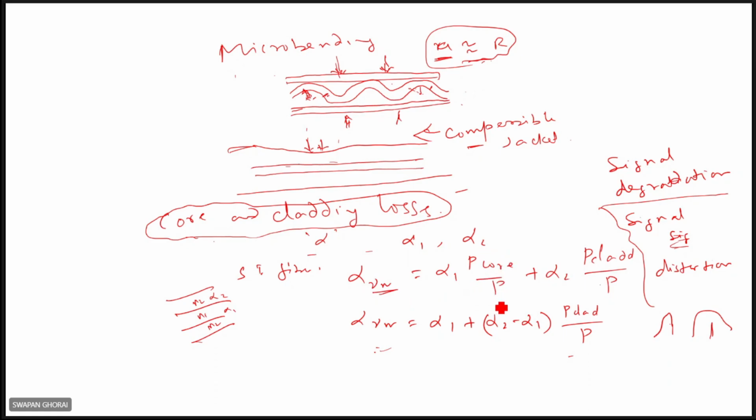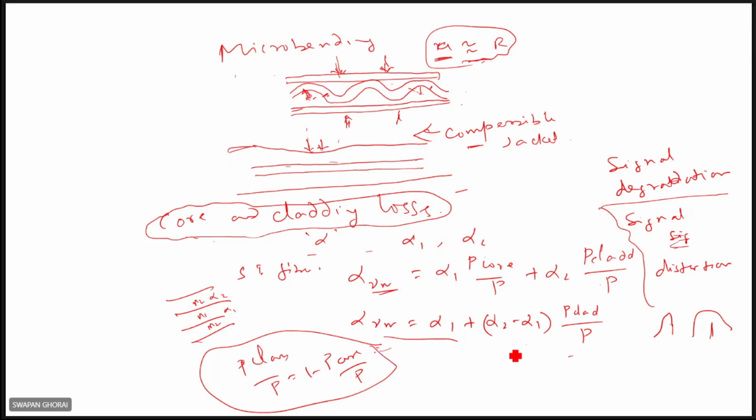We have seen these things: P core, P clad by P. We have seen it, 430 minus half. So this can be considered 1 minus P core by P, so P clad by P is actually 1 minus P core by P. Or reverse, P core by P is 1 minus P clad by P. In this way, you can convert this one and simplify it. This is another loss. This is for step index fiber.